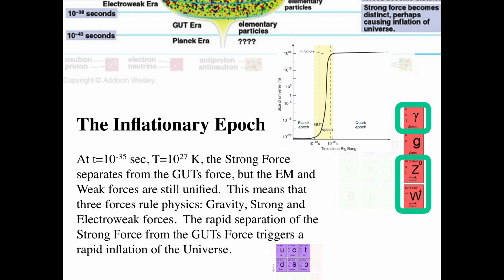However, not long after, at a time of 10 to the minus 35th seconds, or 10 to the 8th Planck times later, the temperature drops to 10 to the 27th Kelvin. The strong force now separates from the grand unified force, and by the end of this time they have separated out, and the electromagnetic force and the weak force remain unified. So at the start of the grand unified theory time, you have the separation of gravity from the GUT force, and by the end it is done. There's a rapid separation that triggers some strange rapid inflation of the cosmos.